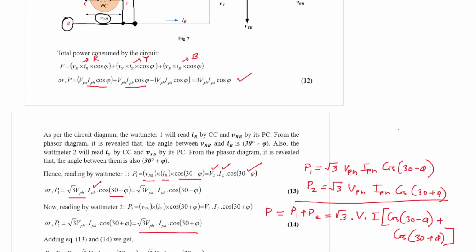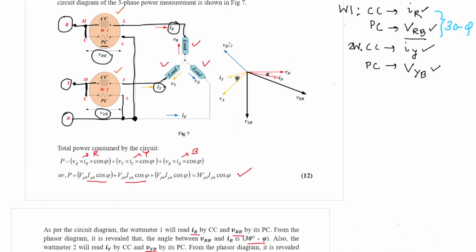So wattmeter 1, as already mentioned, will read IR by its current coil and VRB by its pressure coil. The angle between them is 30 minus phi. On the other hand, if we carry out a similar study for wattmeter 2, it will read IY by its current coil and VYB by its pressure coil, and the angle between them is 30 plus phi, as can be understood from this diagram. This is VYB and this is IY, so this angle is 30, and the total angle between VYB and IY becomes 30 plus phi.